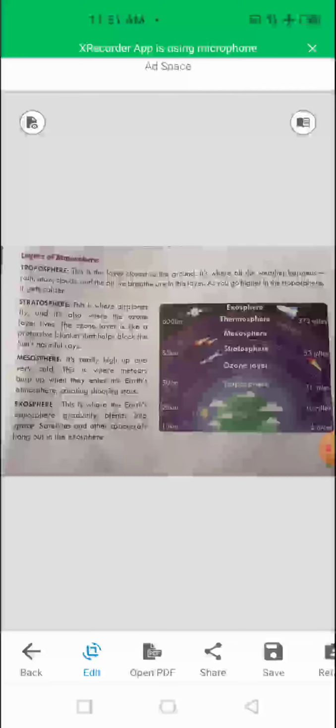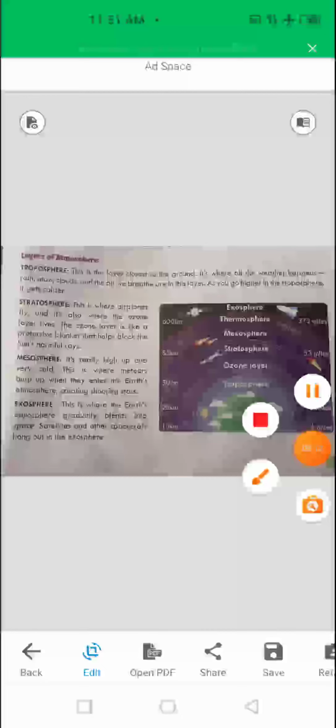Next is mesosphere. It is really high up and very cold. This is where meteors burn up when they enter the Earth's atmosphere, creating shooting stars.